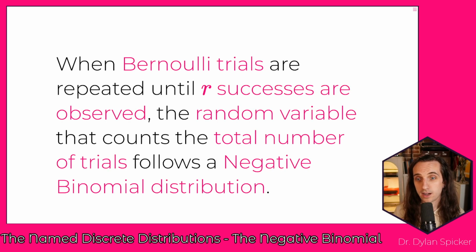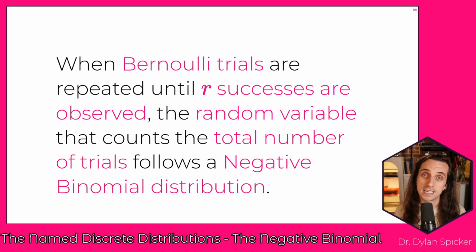So if Bernoulli trials are going to be repeated until r total successes are observed, then the random variable that counts the total number of trials follows a negative binomial distribution. This is again very linked to the geometric distribution, where the geometric distribution is the same thing as the negative binomial distribution if we take r equals 1. And so the negative binomial becomes the case whenever we need to get 2 or more total successes.